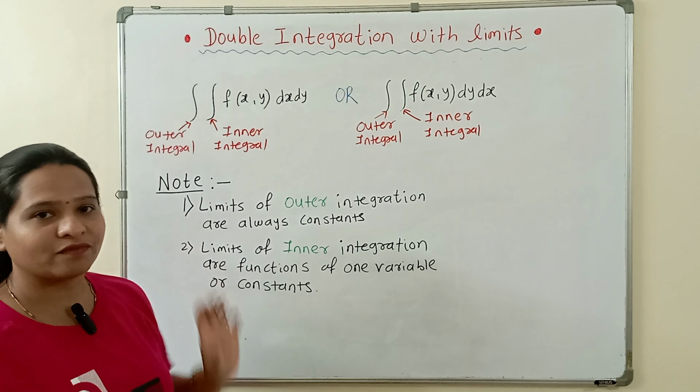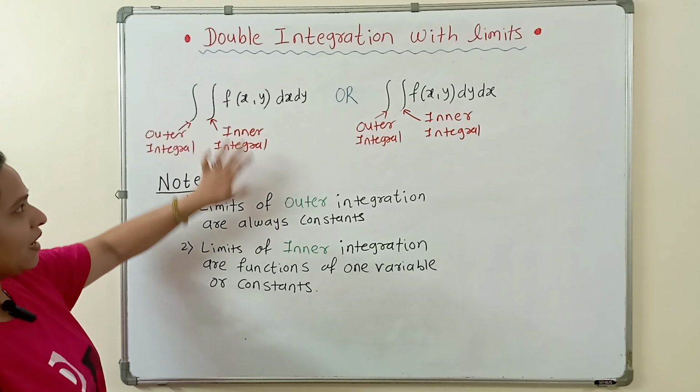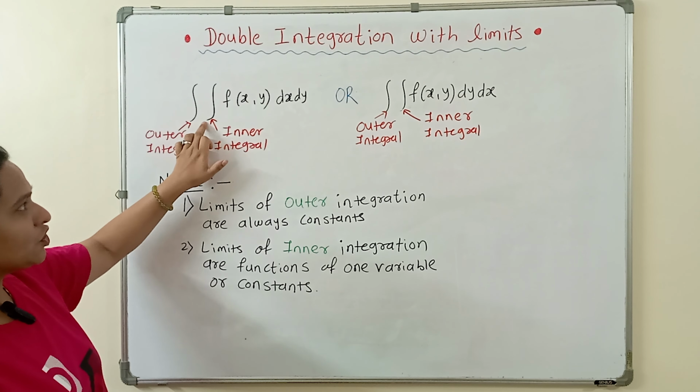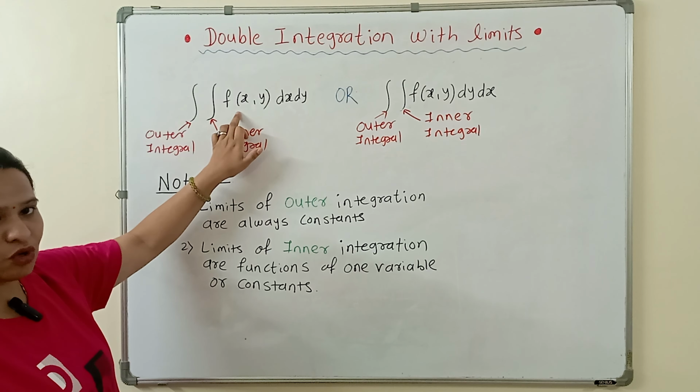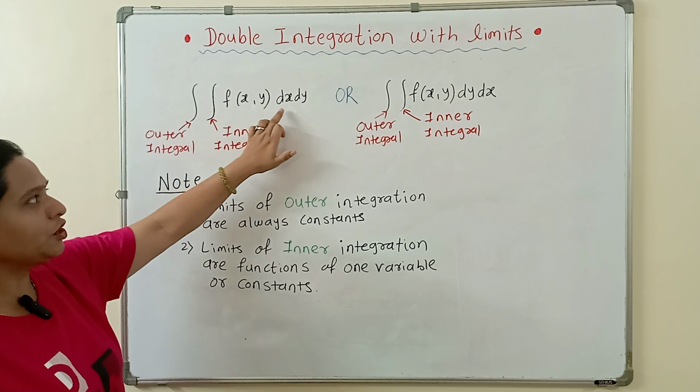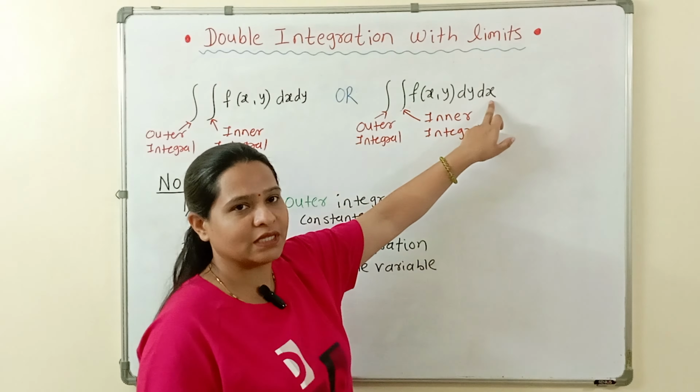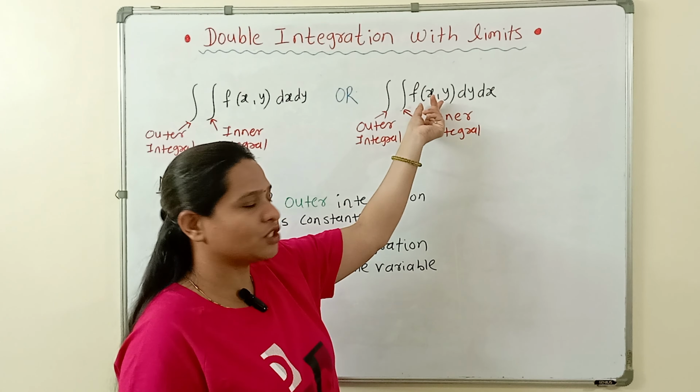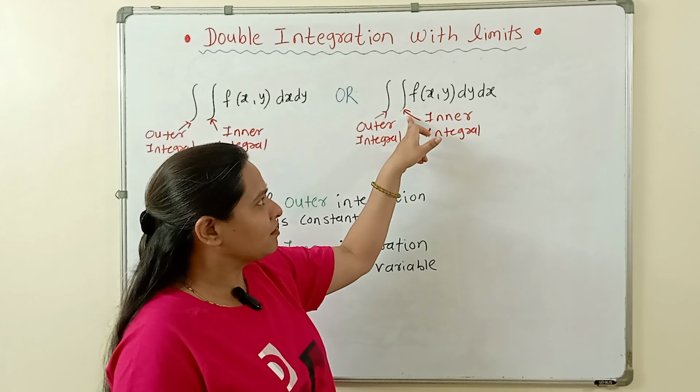Now see the structure of this double integration. Here I have written the double integration of a general function f of x comma y into dx into dy. Here we have two signs of integration. This is called the outer integration, this is called the inner integration. Similarly, we can have dy into dx, where again some function is given, and this is the inner integration, this is the outer integration.